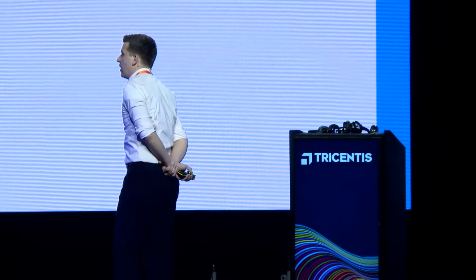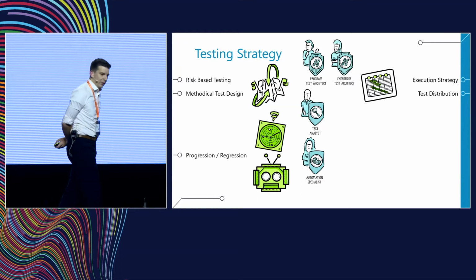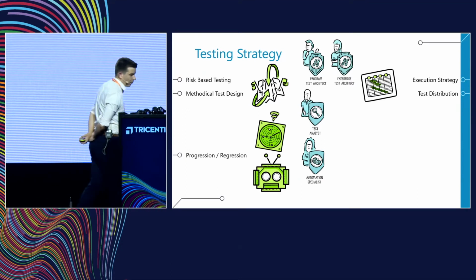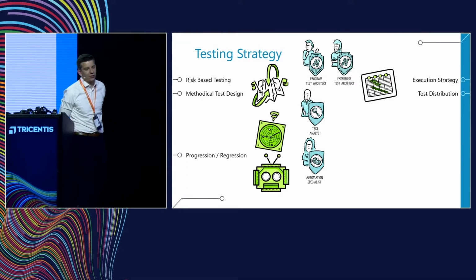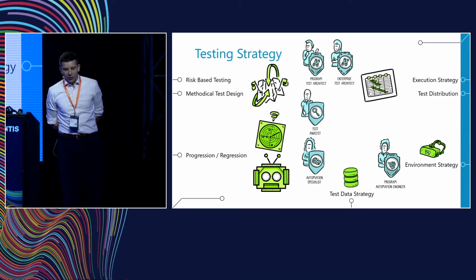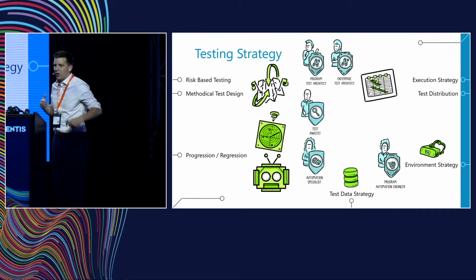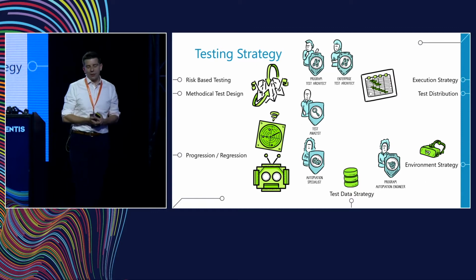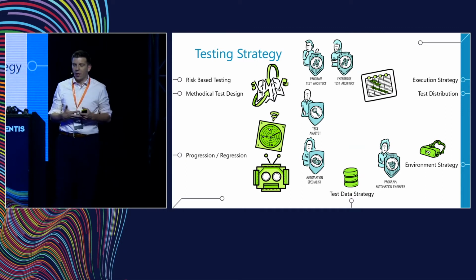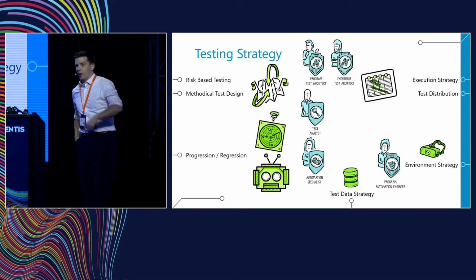Then, the test analyst and the automation specialist will focus on exploratory testing and test automation from a progression and regression testing perspective. And the automation engineer, together with the automation specialist, will focus on test data strategy and environment strategy, making sure that we can generate our test data, whether by using synthetic test data or by copying back production copies.